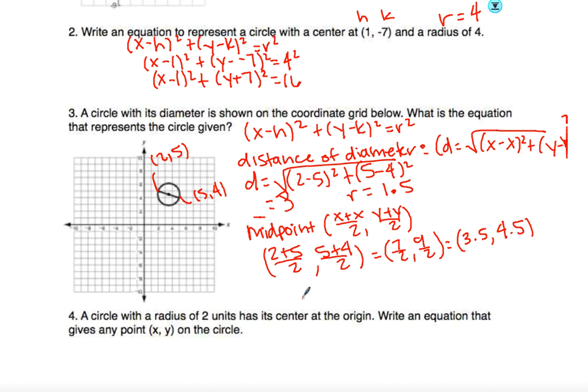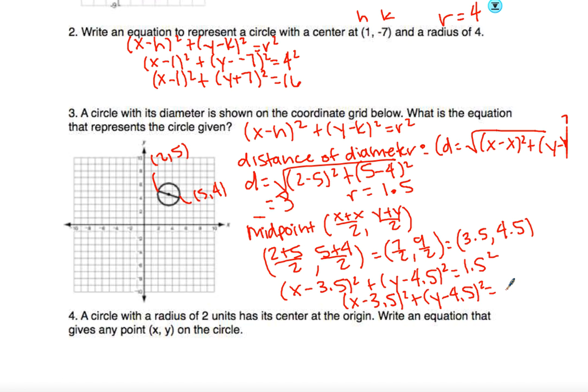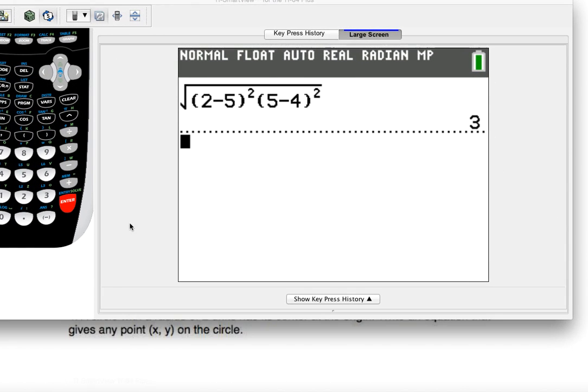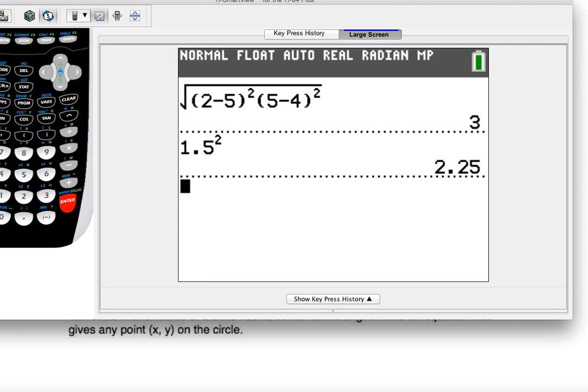Now you can write your equation for your circle, and that's going to look like (x minus 3.5) squared plus (y minus 4.5) squared equals your r squared, which is 1.5 squared. Nothing can change about (x minus 3.5) squared. Nothing can change about (y minus 4.5) squared. But you can change your 1.5 squared. Go into your calculator and do 1.5 squared, and that gives you 2.25.